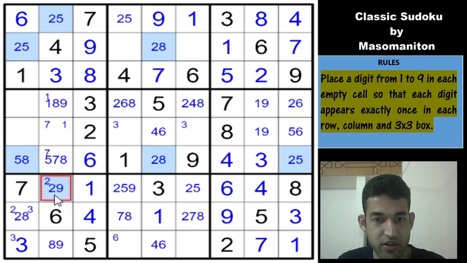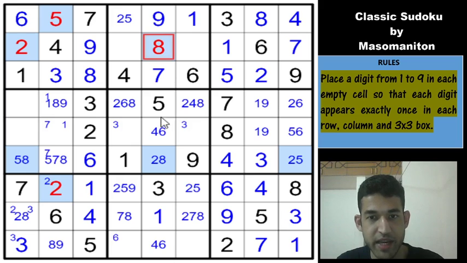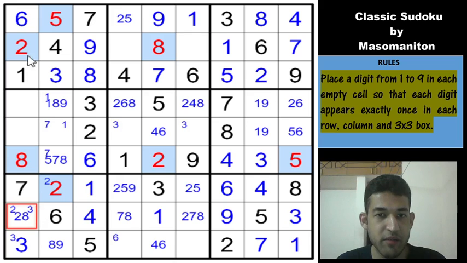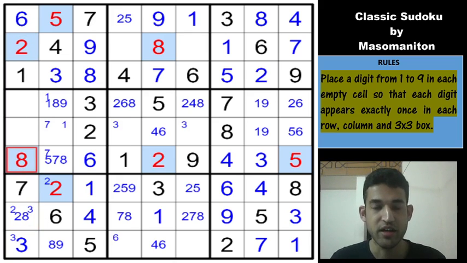So if I have a 2 here, for example, what happens? So 2 must be in one of these cells. If I have a 2 here, this becomes 5, this becomes 2, this becomes 8, this becomes 2, this becomes 5, and this becomes 8. Now if you look at column 1, this cell has only 2 possibilities, 2 or 8, and both are eliminated, right? So this is how the chain works.